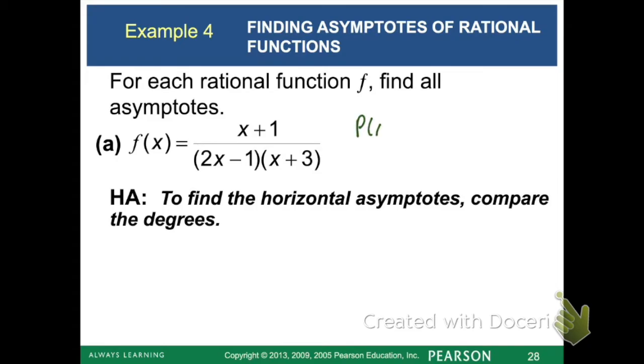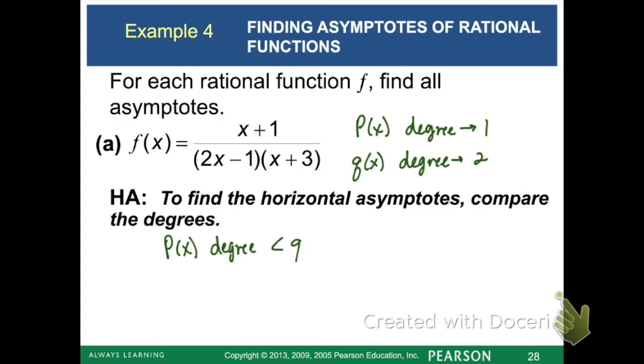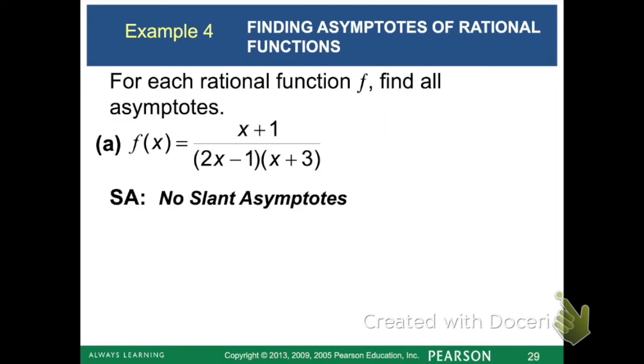To find our horizontal asymptote, we're going to look at the degree of p of x, which is 1, and the degree of q of x, which is 2. Now, we know that the degree of q of x is 2, because if I were to do FOIL or box method, I would end up with the first term being 2x squared, so degree 2. Since p of x degree is less than q of x degree, I know that I have a horizontal asymptote at y equals 0. We know that we don't have a slant asymptote because the degree of p of x is not one more than the degree of q of x.